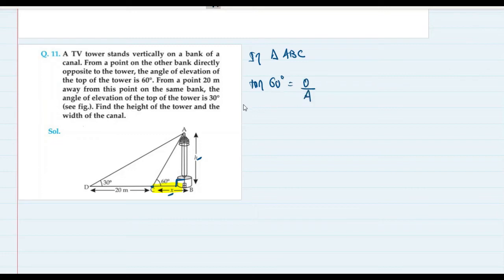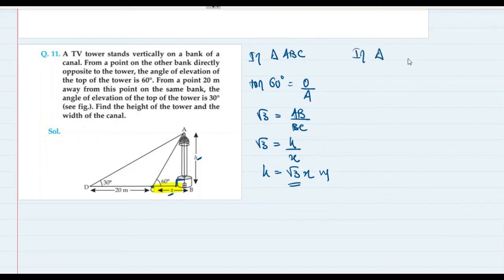Now you see that always, or most of the time, we get the relationship of tan. So tan 60 is opposite upon adjacent. Tan 60 is root 3. Opposite is AB and adjacent is BC. So root 3 is equal to AB, which is H, upon BC, which is X. So H is equal to root 3 times X meters. Now you don't get any answers from this statement, but this will be useful in the next part of the calculation.